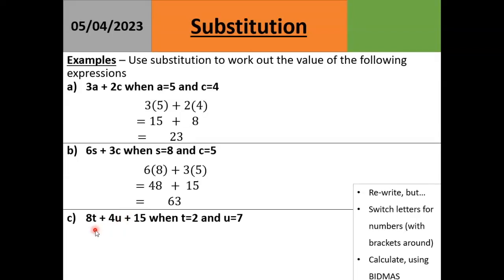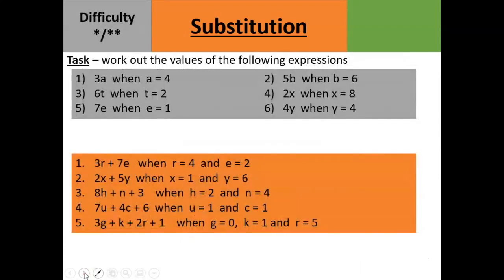Next one. How about you try this one? So it's a trinomial. You're letting t be 2 and u be 4, but 15 doesn't have anything attached to it. So try that one and see. Would it be 59? Well, let's see. So we have 8 times 2 plus 4 times 7 plus 15. So that gives me 16 plus 28 plus 15, which is 59. Is that what you got? 59, yeah. Great. Awesome. Okay. So we're getting the hang of it.